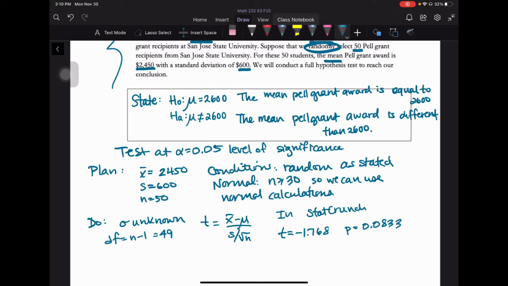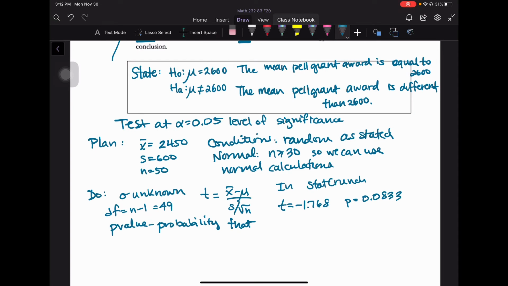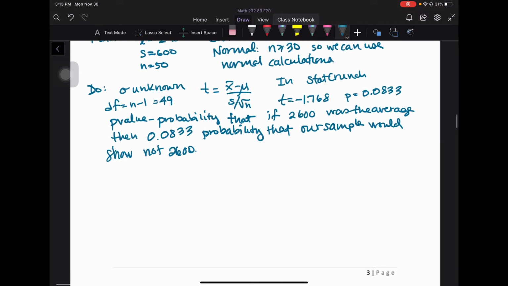We need to state the p-value as a conditional probability about the sample statistic. The p-value is the probability that if $2,600 was the average, then there is 0.0833 probability that our sample would show not $2,600. Okay, in our conclusion, we need to talk about the null and the alternative and link our p-value together. So here we are in conclude.